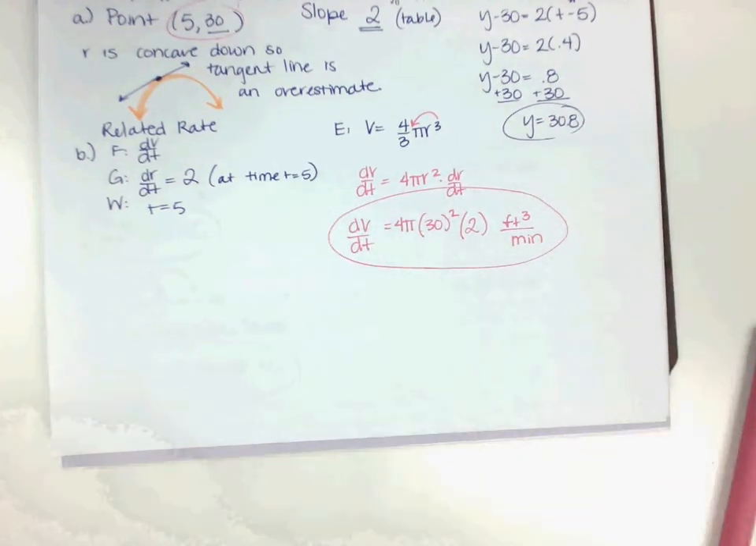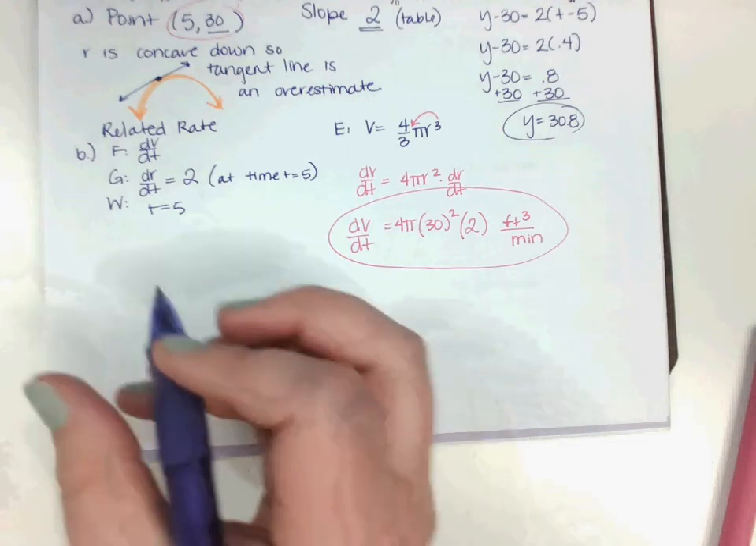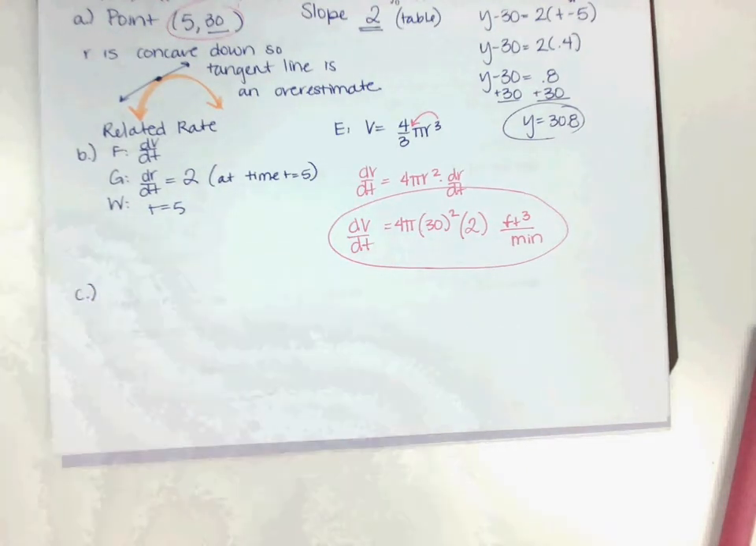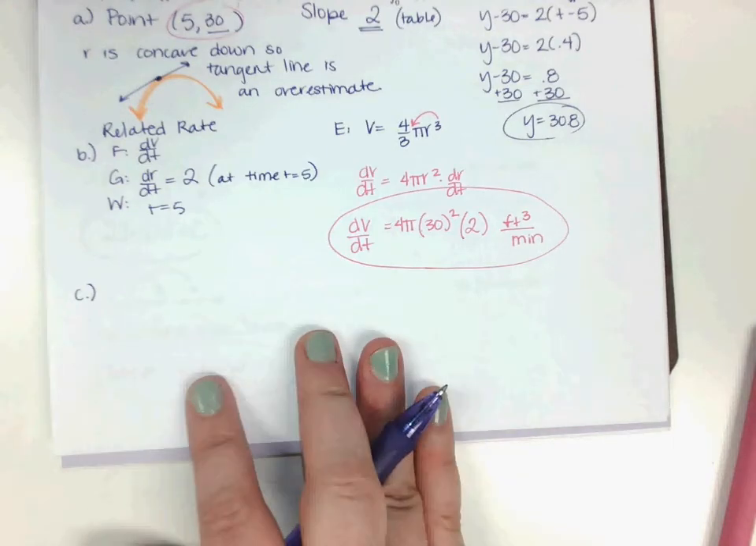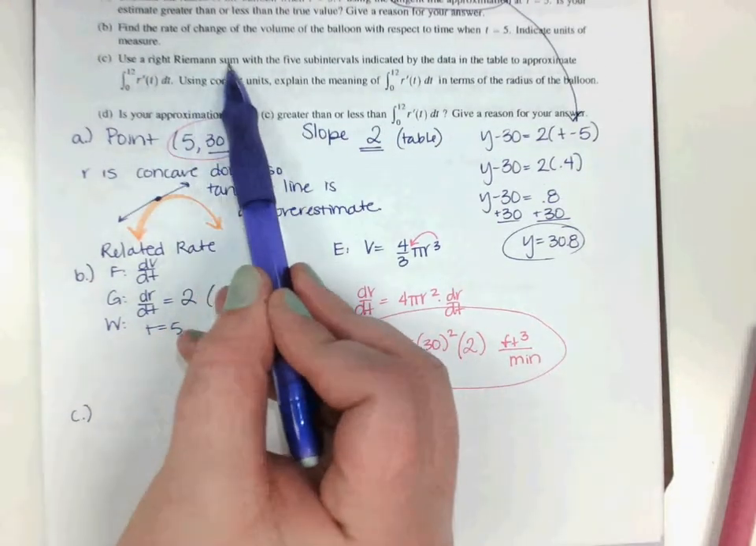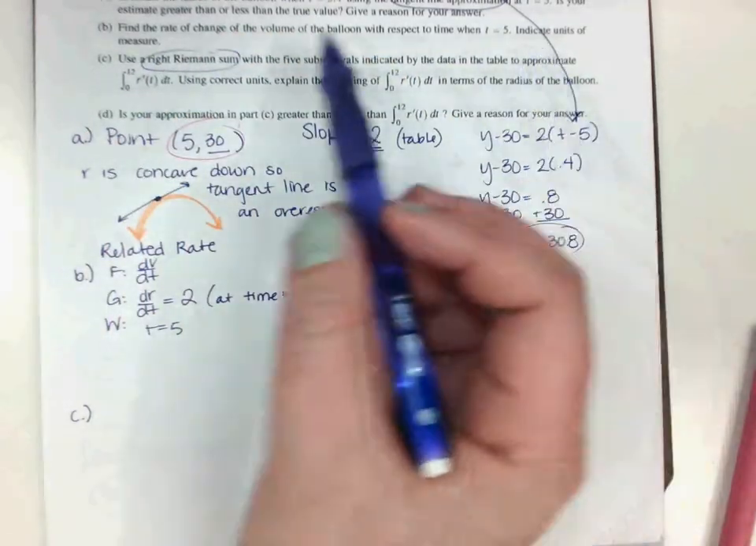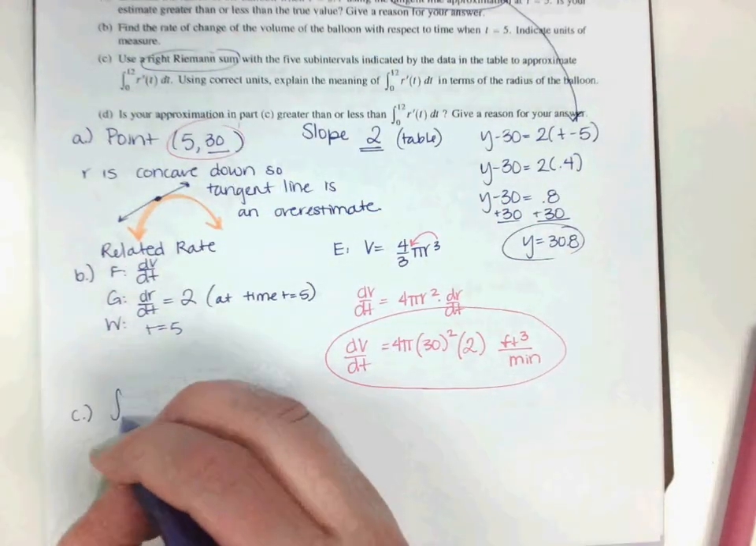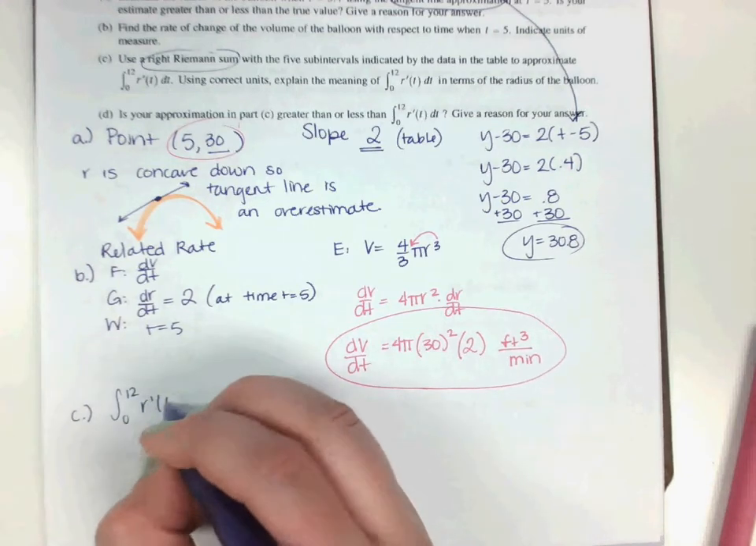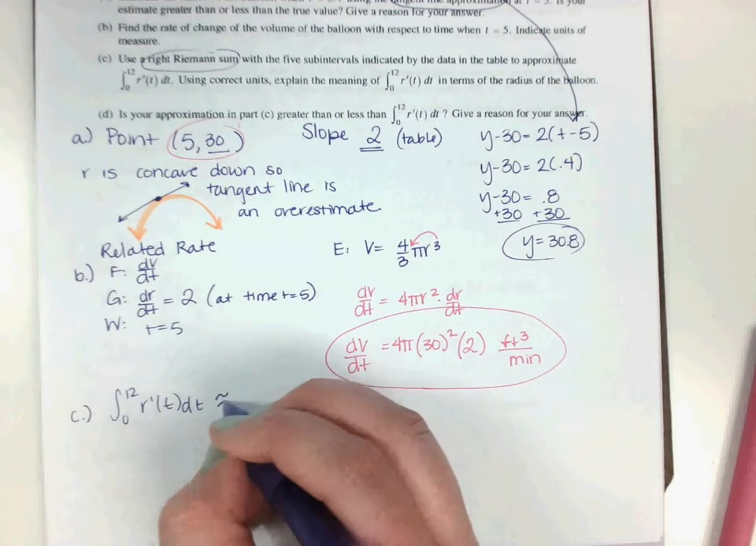Okay, part C. Now, what if it was area? It would have been feet squared per minute, right? Okay, so now we're on to the stuff that you just learned. So part C says, use a right Riemann sum with 5 subintervals to approximate the integral from 0 to 12 of r prime of t dt.